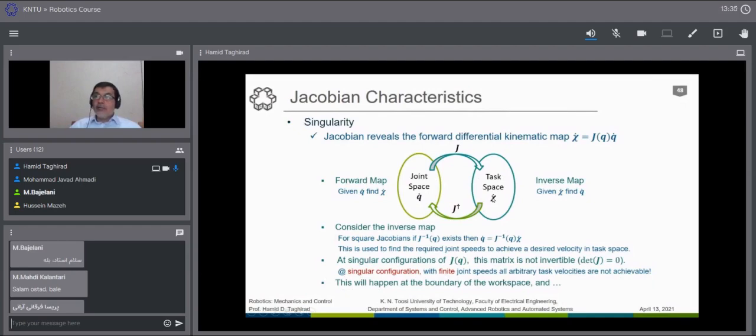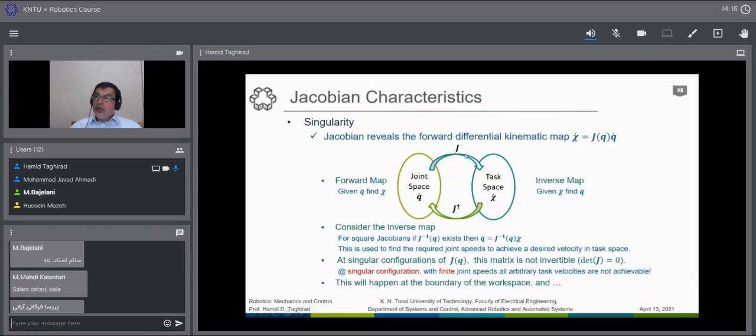In terms of the Jacobian characteristic, we would like to consider the inverse map. If q dot is given, certainly x dot will be found. This means that if we have the velocity of the joint angles, we can certainly find, by the Jacobian, the velocity of the task space. But the inverse problem comes down to the inverse of the matrix, and this might have multiple solutions or no solution, like the inverse kinematics that we have.